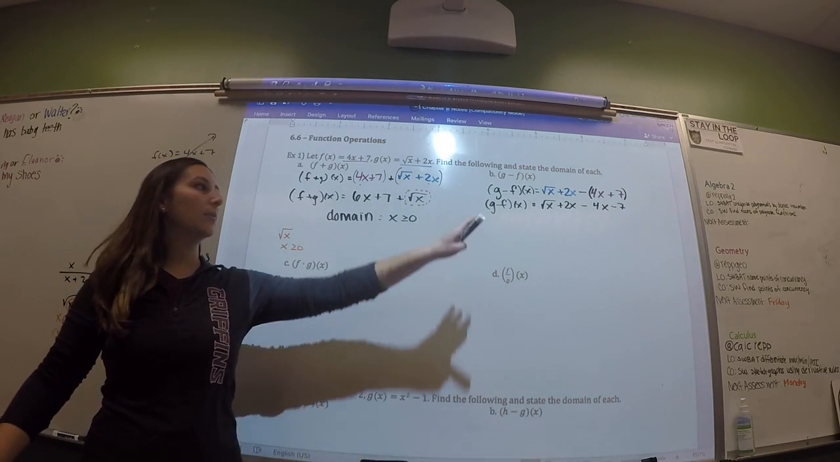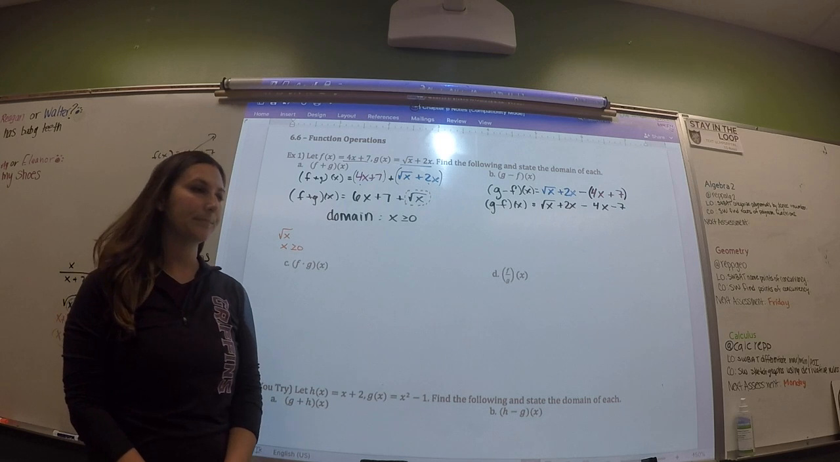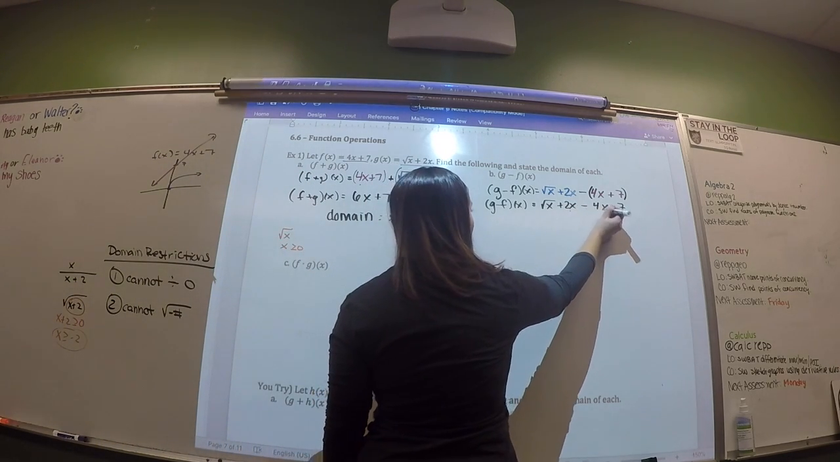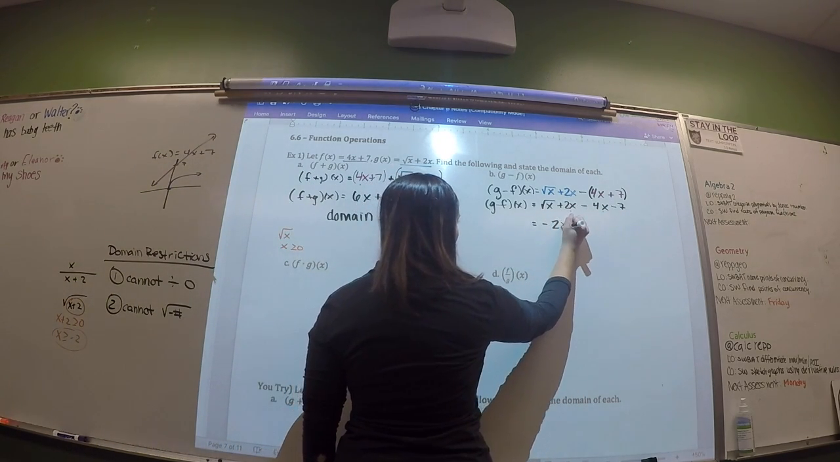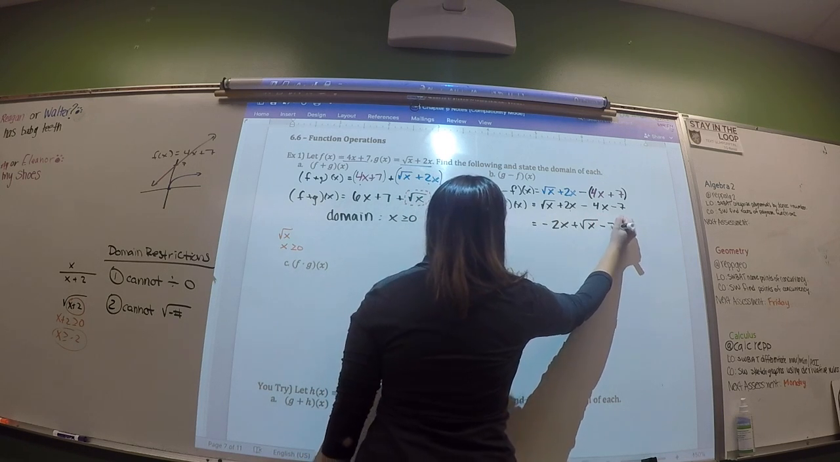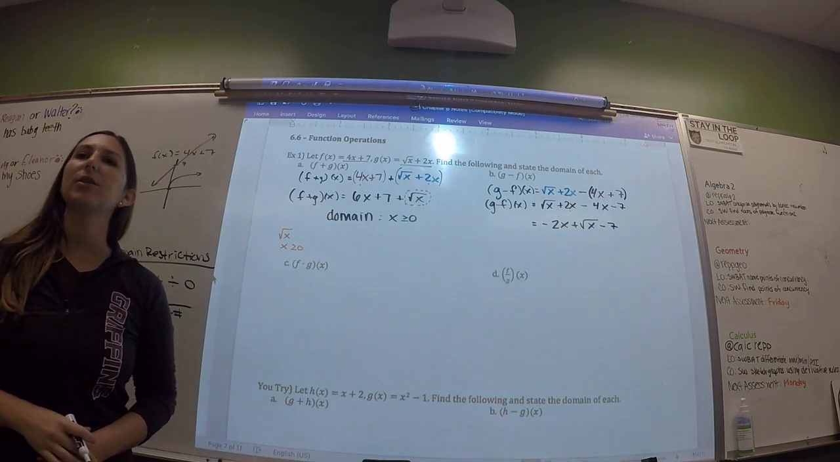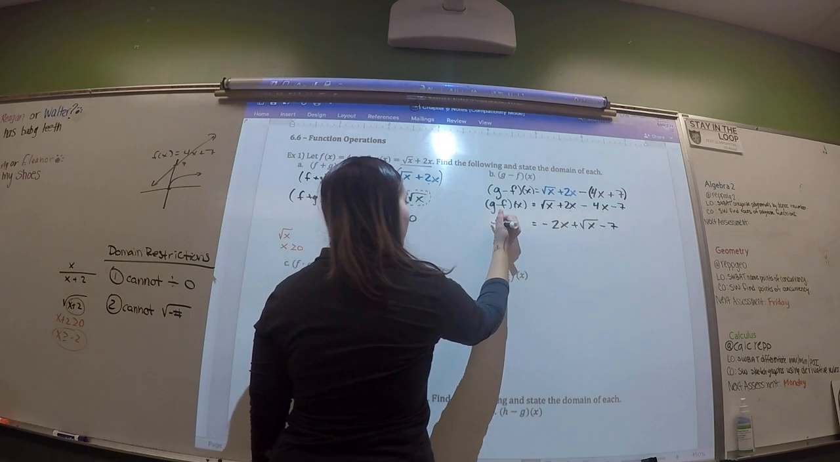Alright, so I have minus 4x and then minus 7. Anything that we can combine now that I've distributed? 2x and 4x. So 2x minus 4x is negative 2x. The other terms you can't combine because they're not like terms. So that would be your answer to g minus f.